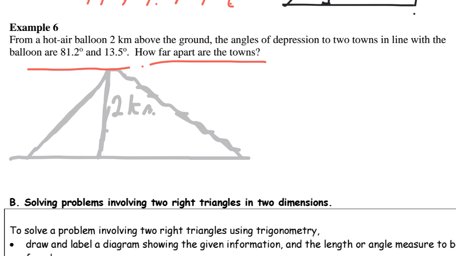2 kilometers high. And our angles of depression, remember we have to do the angles of depression. This is going to be the 13.5. This is going to be the 81.2. We need the inside ones. So 90 minus 13.5 is 76.5. And our other one over there is 90 minus 81.2. That's 8.8.